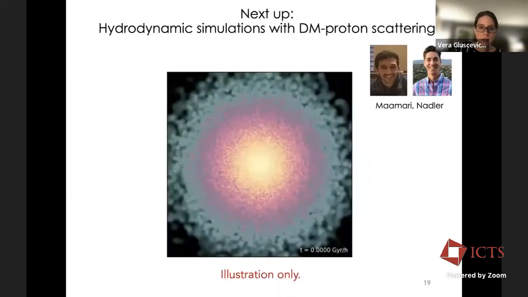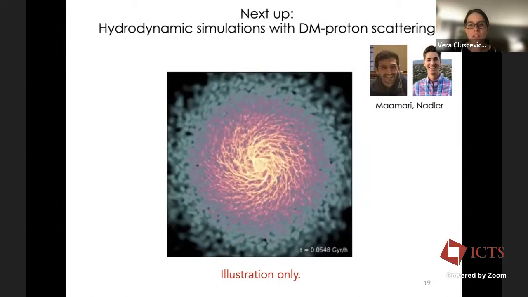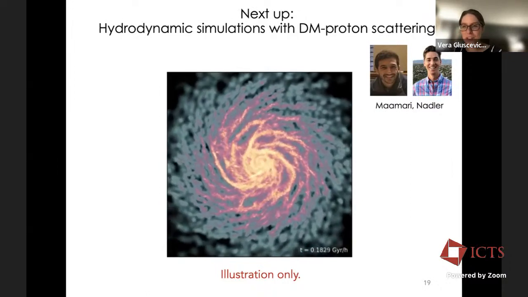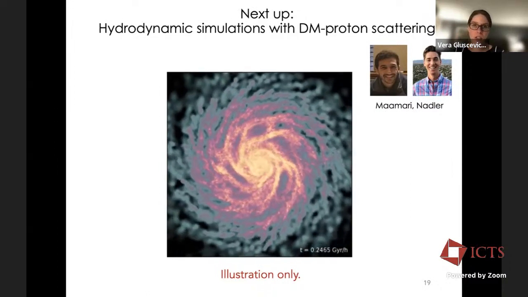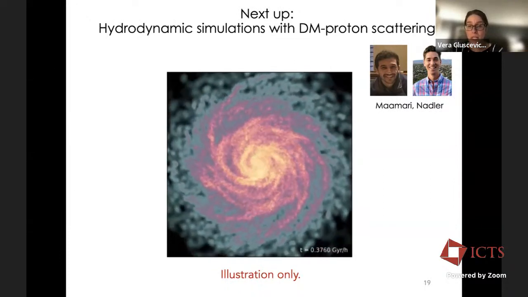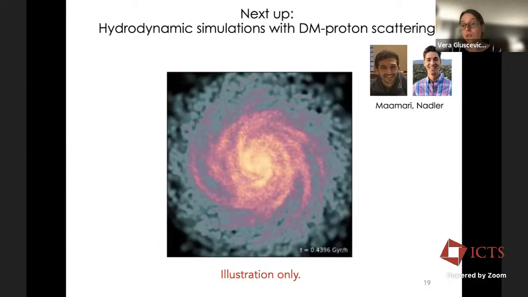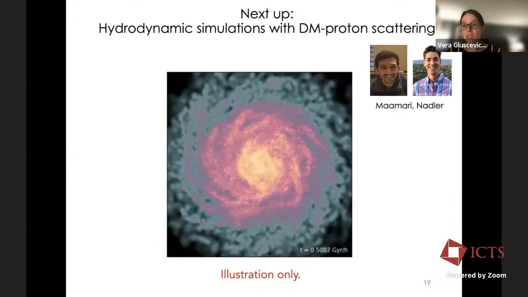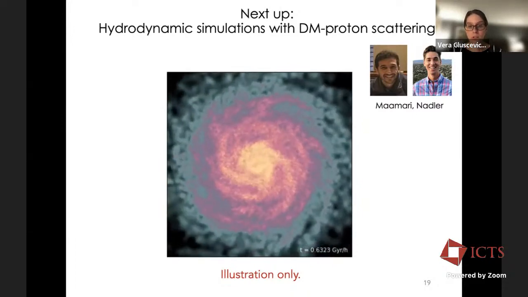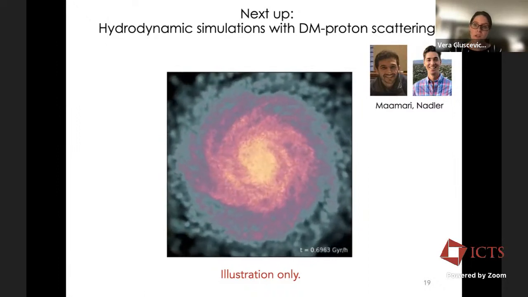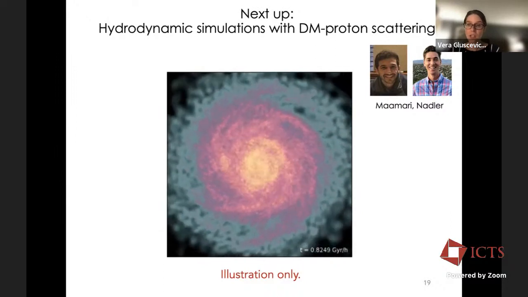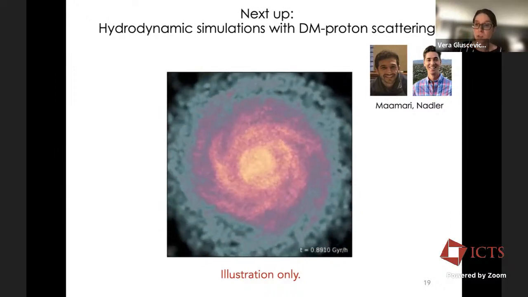All right, and so here, not with results yet. I'm just waking you up by showing this figure illustration only. But another project that we're working on right now is actually putting dark matter baryon scattering into hydrocodes. So running hydro simulations where we actually can turn on scattering between dark matter and baryons. And then the hope is that we can answer questions like, does the internal structure of halos like the Milky Way change in presence of dark matter interactions, dark matter baryon interactions?